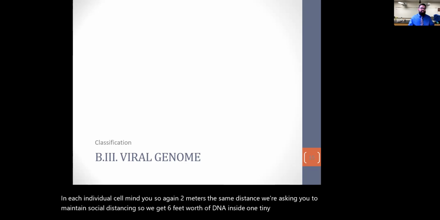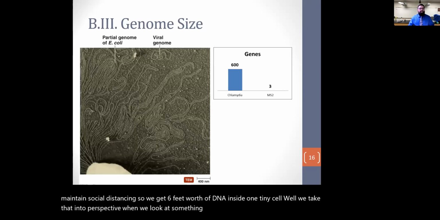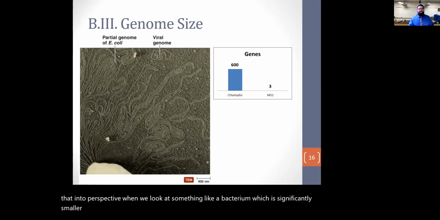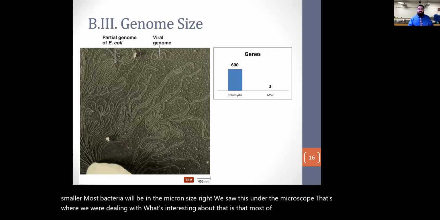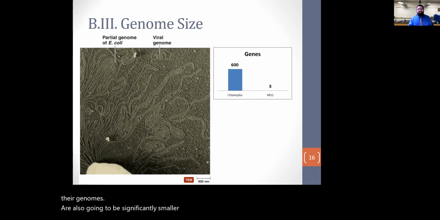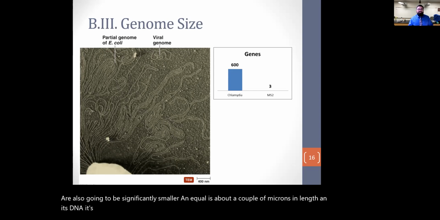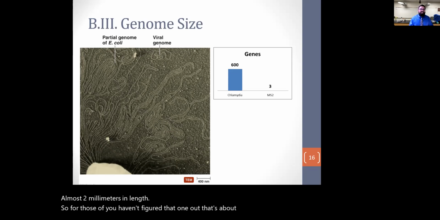Well, if we take that into perspective, when we look at something like a bacterium, which is significantly smaller, most bacteria will be in the micron size, right? We saw this under the microscope. What's interesting about that is that most of these bacteria, their genomes are also going to be significantly smaller. E. coli is about a couple of microns in length, and its DNA, its genome, is almost 2 millimeters in length. So for those of you who haven't figured that one out, that's about a 10th to a 15th of an inch. Okay, so again, kind of tiny.